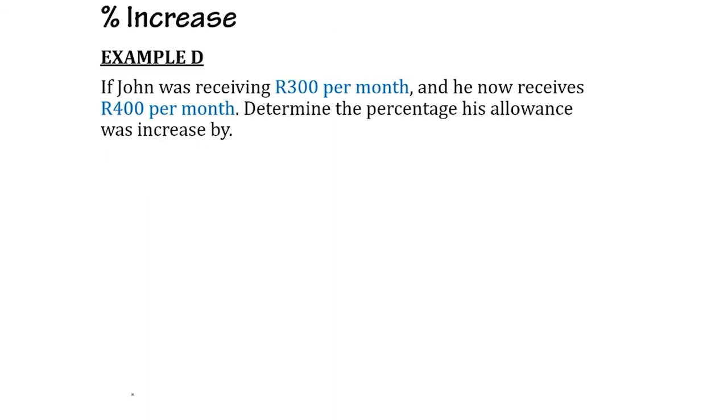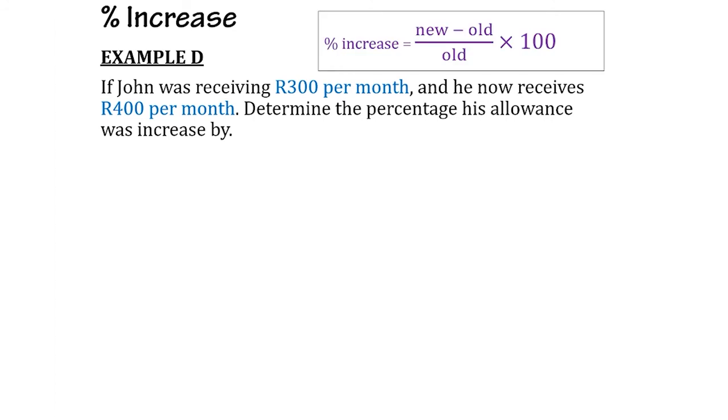Okay, right, let's look at a slightly more complicated problem. If John was receiving 300 Rand per month and he now receives 400 Rand a month, determine the percentage that his allowance was increased by. Now, we could go and try and do this the long way, but we're going to see that there's a really helpful formula that can help us whenever we are asked about percentage increase.